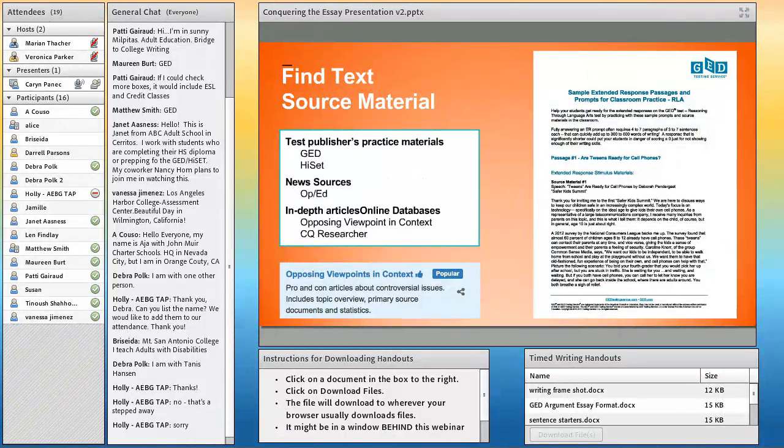Okay, let me just. Okay, great. So the first thing I'd like to talk about today is finding text source material.